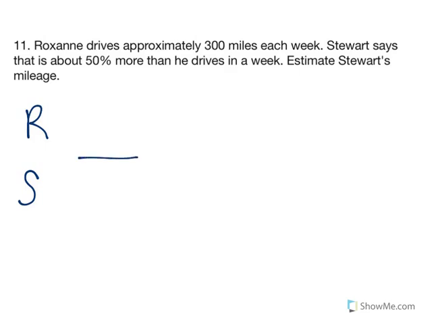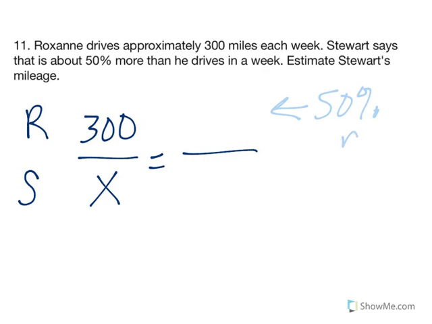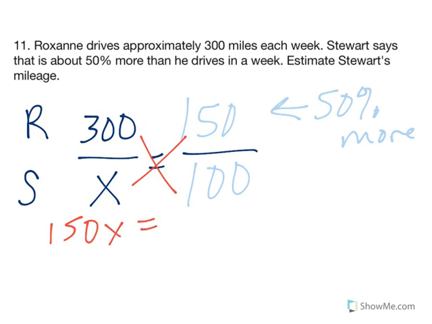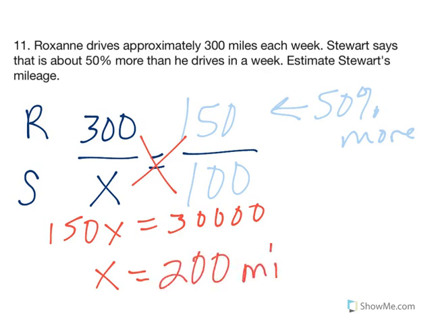Roxanne drives 300 miles a week. All right, we don't know Stuart's mileage. Stuart says that is 50% more than what he drives. So this is 50% more. So that means that is 150% in relation to his 100. So when I cross multiply, I get 150x equals 30,000. Divide both sides by 150, and he drives 200 miles.